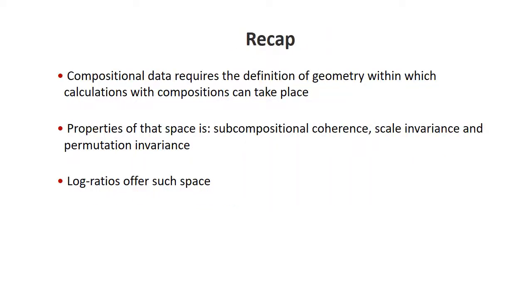So, in a recap from the previous section, compositional data requires a definition of a different geometry, different from the Euclidean geometry we are used to. That's why calculations need to take place in a different space. These spaces have to have certain properties that make sense, such as subcompositional coherence, meaning working with parts should be the same as working with the total, or at least should not alter the results, scale invariance, and permutation invariance.